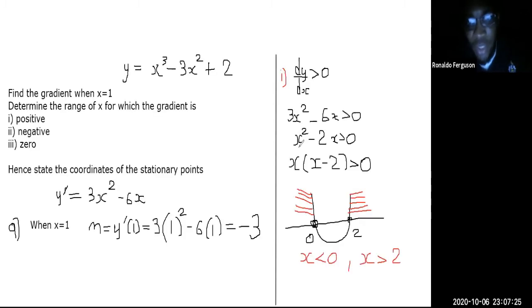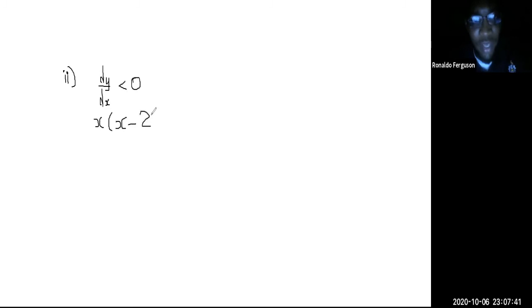Let me go back to here. We're going to solve pretty much the same equation, but only this time we're solving when it's less than 0. So we're solving x times x minus 2 less than 0. If it is less than 0, sketch the graph and see what happens.